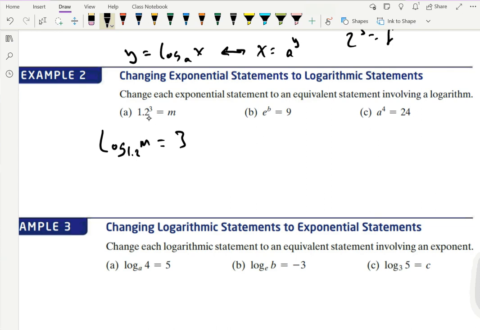So 1.2 to the power of 3 equals m. What power do we have to raise 1.2 to get m? And so we rewrite this. One other way I like to show this is that we just start with our base and loop around the other side. 1.2 with m then equals 3.